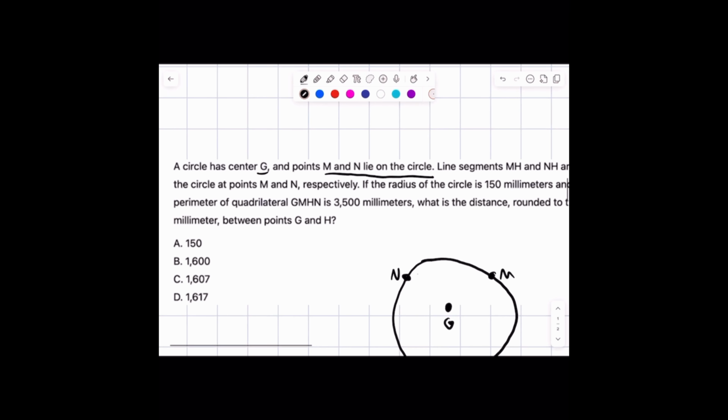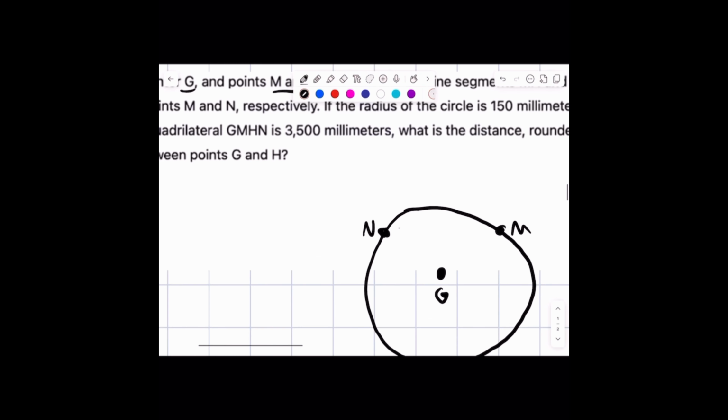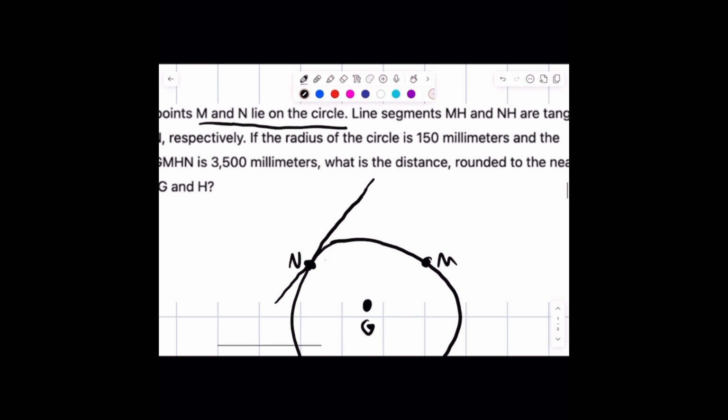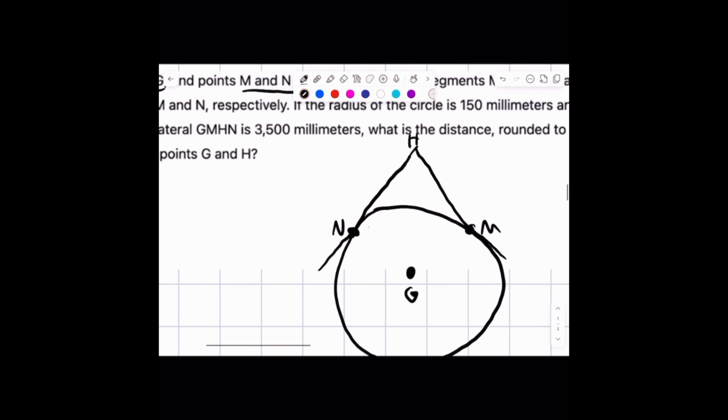Line segments MH and NH are tangent to the circle at points M and N respectively. So how does this look like? Tangent is when it touches the circle at only one point. So it's not going through the circle, it's not going around the circle, just passing through one point specifically only from the circle. So it looks something like this. And we have another line tangent at NH as well. And connecting this would be point H to make this all true.